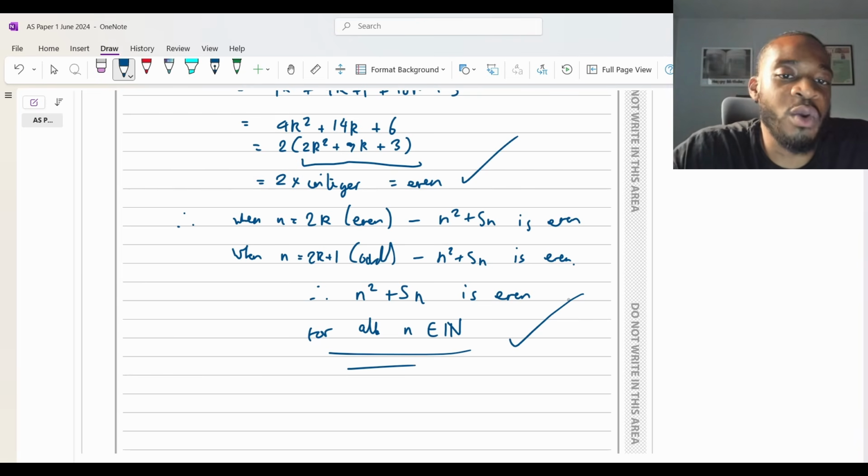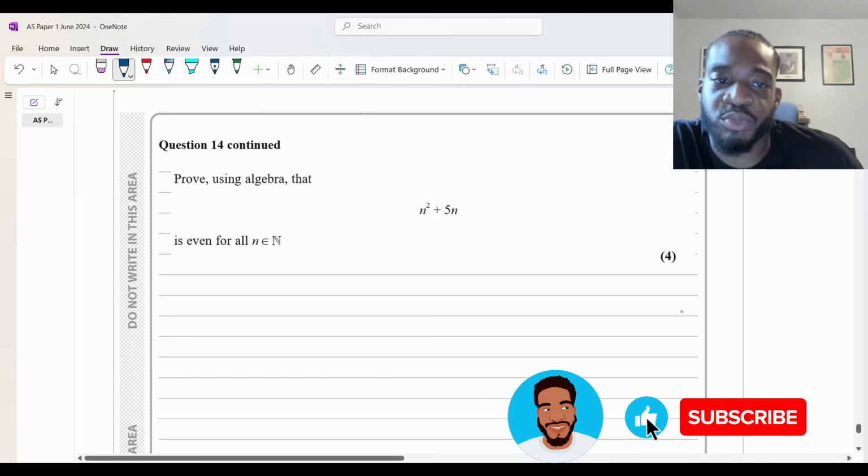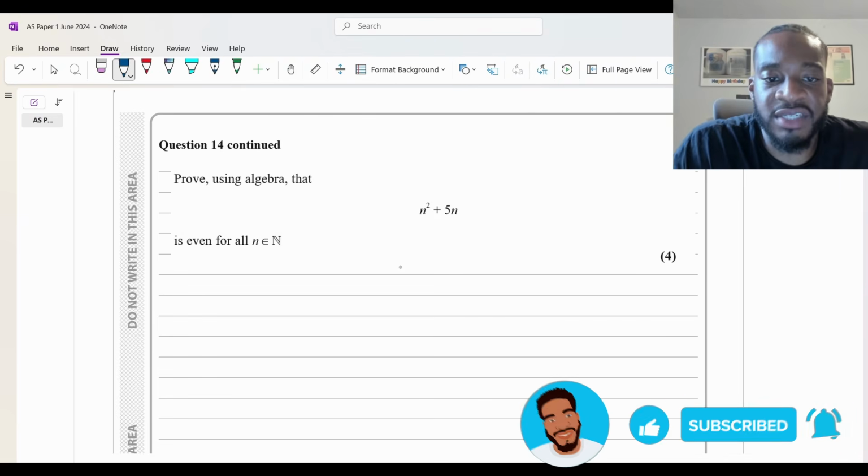There is another way which I'm going to do as well, which I think is pretty cool, and then you guys can let me know which way you prefer. So let's get into it. Okay, so the second way, which I think is pretty cool: probably what I would do is, well, you've got n squared plus 5n.